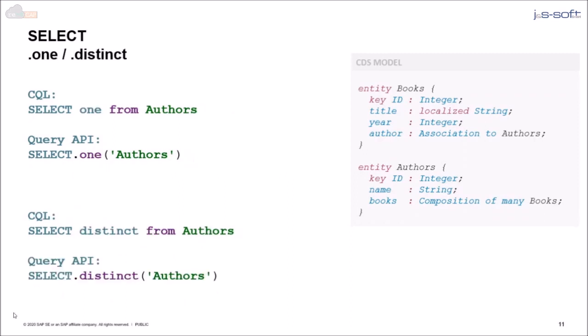And okay, here are a few more select options, which are also implemented as separate methods in the select class. So you see here, for example, if I want to select one from authors, I just use the method which is called one. And if I want to select some distinct entries from authors, I just use the method which is called distinct. It means if I want to have, like, first names of the authors and there can be repetitions, then I can use this distinct statement in order to select a distinct set of values.